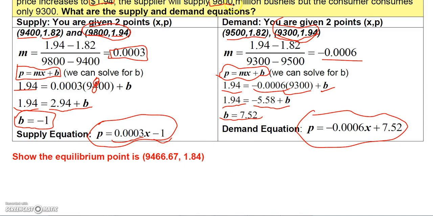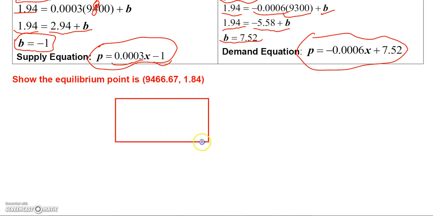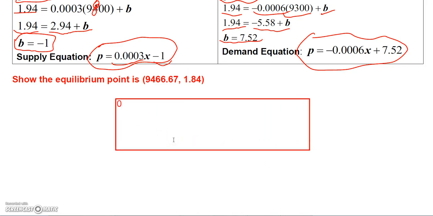And if you want to solve that, basically you can solve that by simply setting the two equal. So I can set 0.003x minus 1 equal to the demand equation, which is negative 0.0006x plus 7.52. And then if I add a positive 0.0006x to both sides, that would give me 0.0009x. And then if I add 1 to both sides to get rid of the minus 1, that would give me 8.52.